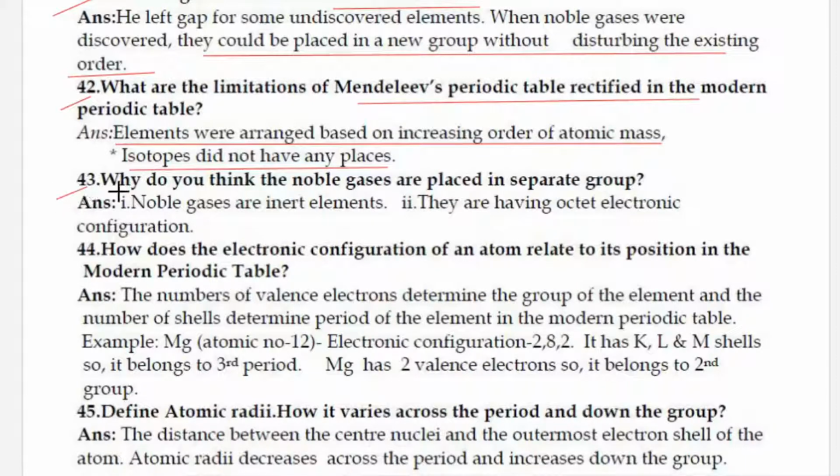Next question. Why do you think the noble gases are placed in a separate group? Noble gases are inert elements. They have an octet electronic configuration. So they are placed in a separate group.